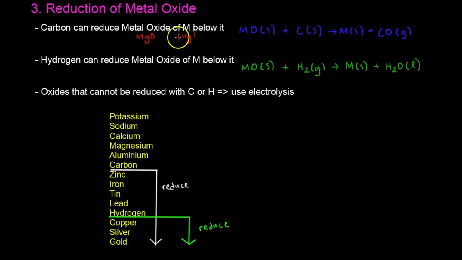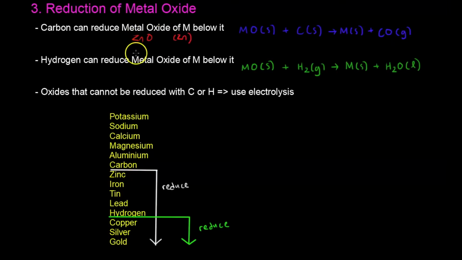So basically, what I'm trying to say is, this is not correct. Maybe I shouldn't write this. Let me just change this. Sorry about it. Because magnesium is not below carbon. What's below carbon is, for example, zinc. So zinc oxide and zinc metal. So what I'm trying to say is that if this metal, for example zinc, is below carbon, carbon can reduce its metal oxide.